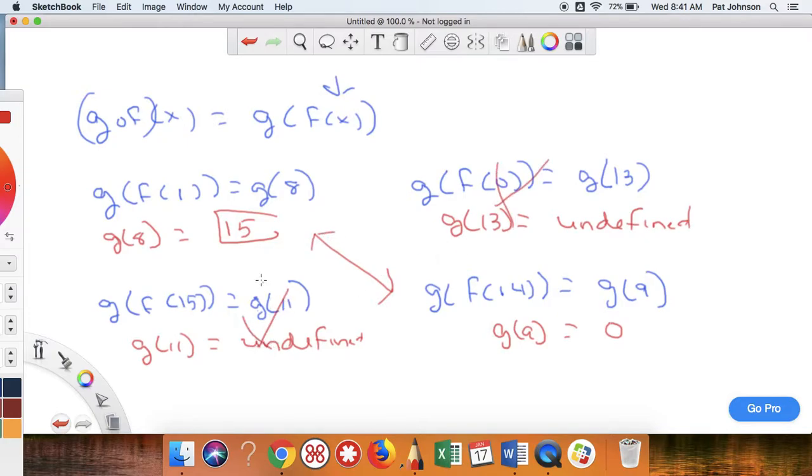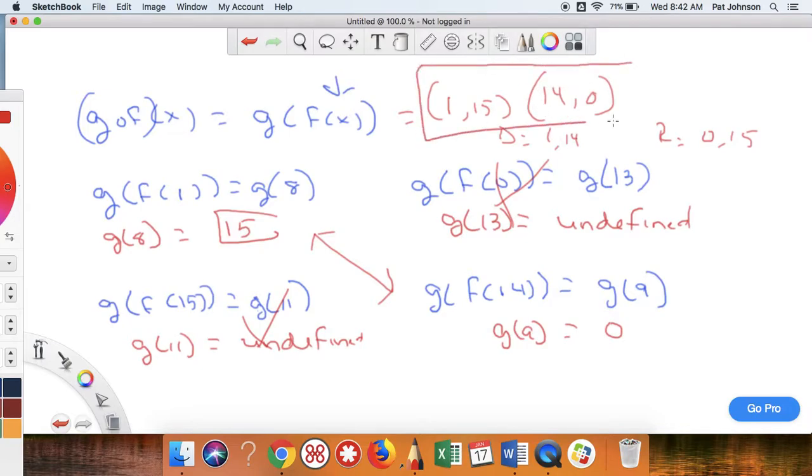These two don't exist, so my answer for g of f of this is going to be, I start with the domain of the first one, 1, and then the range of the result of the composition is 15. And this one is 14, comma, 0. That is my answer. The domain is 1, comma, 14. The range is 0, comma, 15. They have a mistake in the book. They've got a different domain and range, but this is the composition of the two. Okay? I'm not going to test you over this, but you need to understand and know what composition really means.